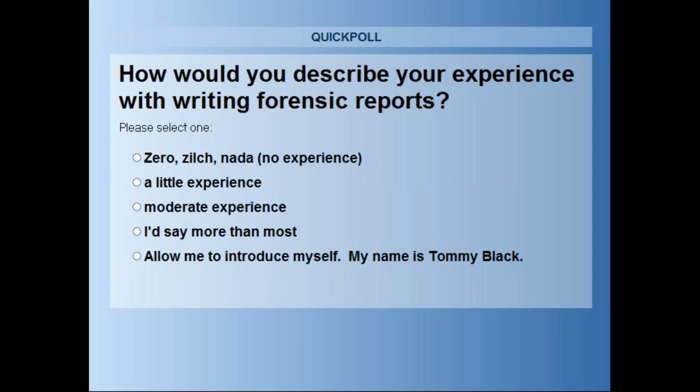My name is Tommy Black, which, for those of you who know Tommy Black, he is a very experienced writer of these reports. He's the guy who teaches our testing and assessment class. So if you select that option, you're saying, I write a lot of reports. I'll give you a moment to select the option that best fits for you.